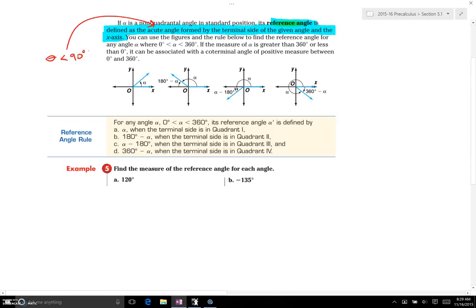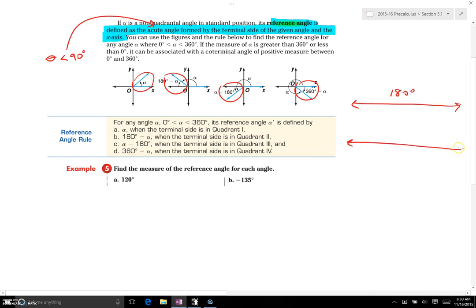And the initial side of the angle does not matter. We're looking at the terminal side and the x-axis. So here we can see the terminal side and the x-axis. That's how we're measuring our reference angle. Now I'm not really interested in you guys remembering this rule because all you really need to remember is that the degree measure in a straight line is 180 degrees.